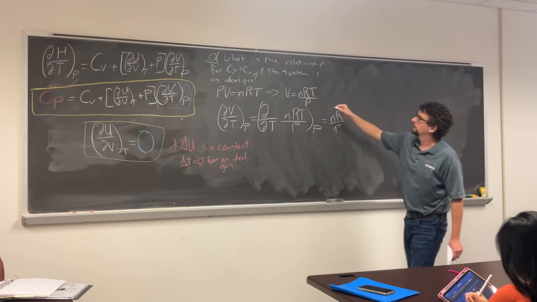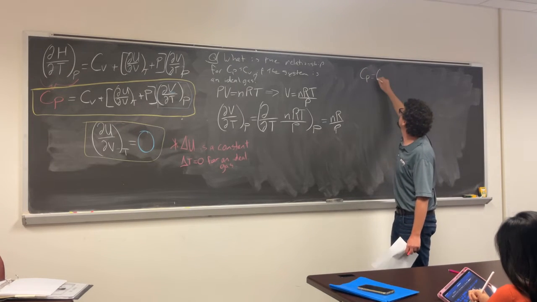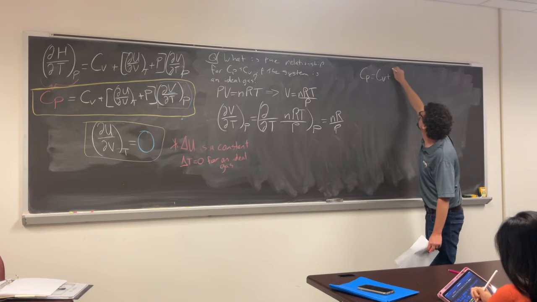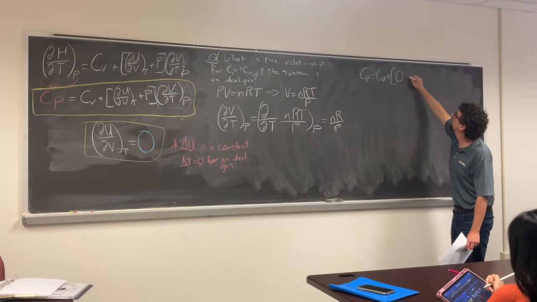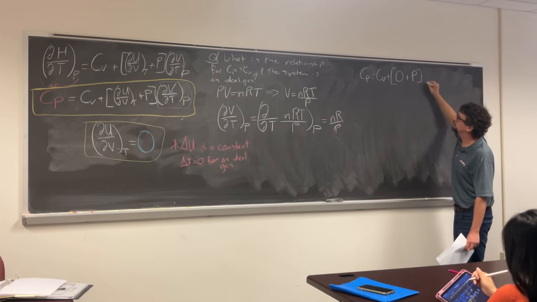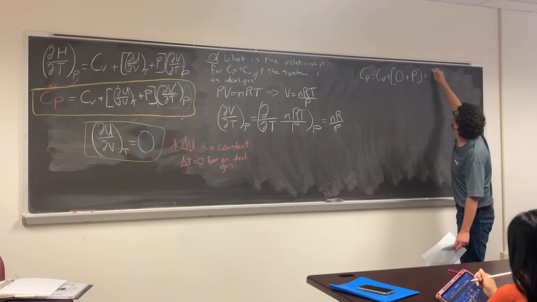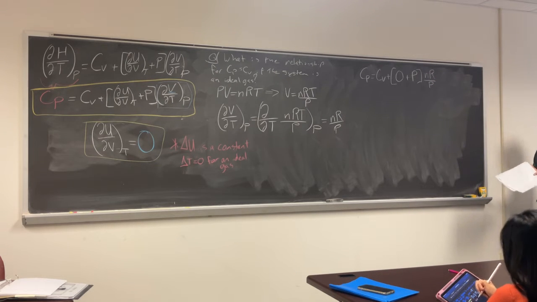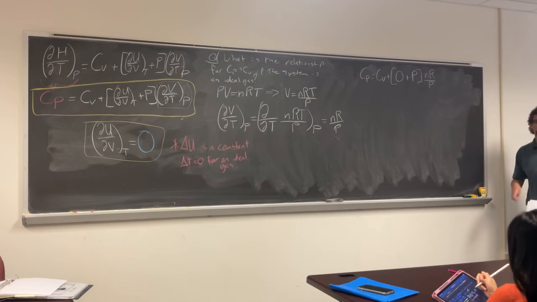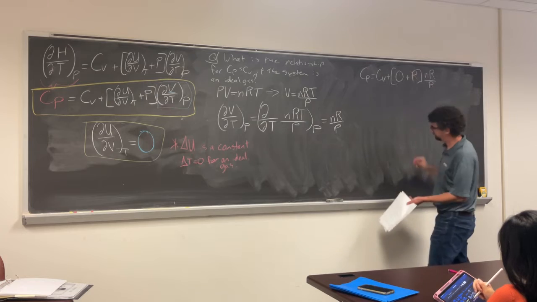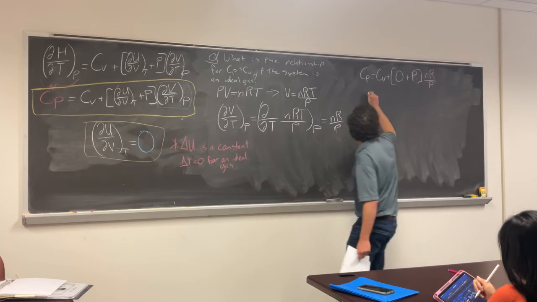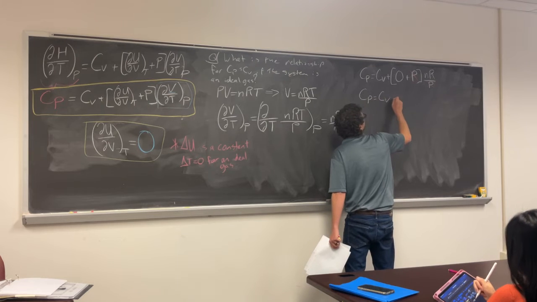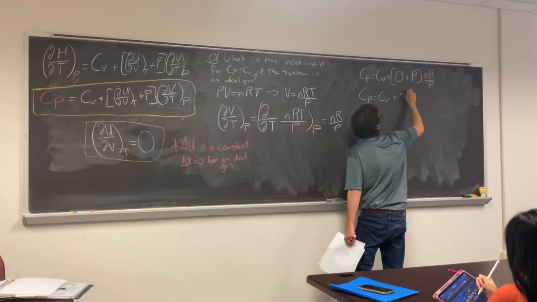So, our equation then becomes Cp is equal to Cv plus a big fat zero plus P times NR over P. Can we reduce this down or simplify anything? Okay, see head nods, yes. What can we do? Yeah, P is king. So what we're left over with, Cp is equal to Cv plus NR.